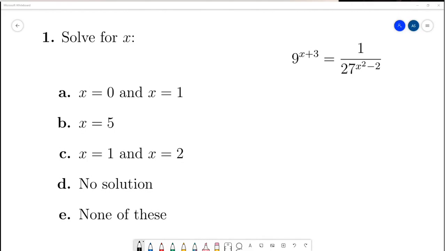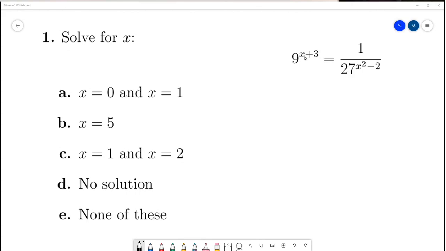Well, hi there. I'm going to work on a few questions that come from the Math Olympics hosted by UNF from the 2019 multiple choice portion of the competition. So this is question number 1, which says solve for x.